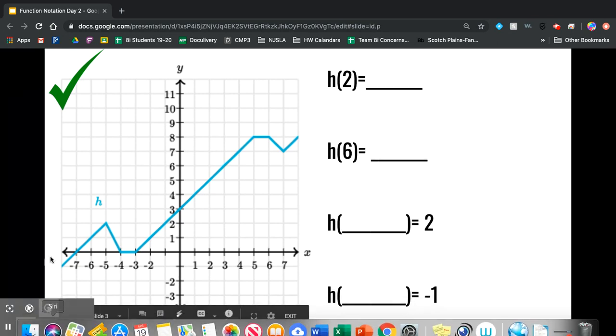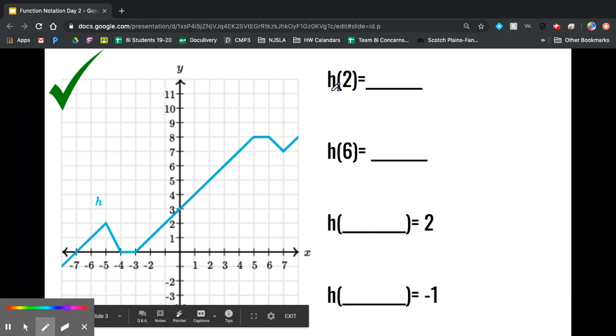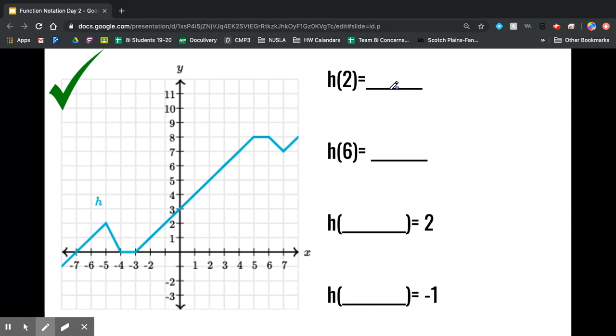All right, so taking a look at this first one here, we're given h of 2 equals blank. So in this case, we're given 2, and we don't know what comes out. And since the 2 is in parentheses, that means we know that that 2 is an input. So what is the output then if the input is 2? Well, input, what does that refer to? Is that x or y? Input is always our x value.